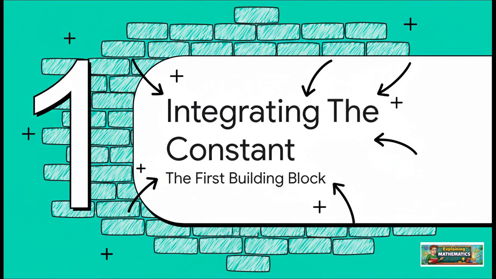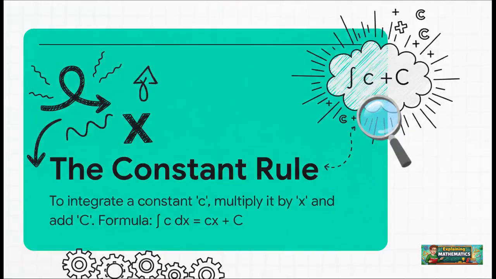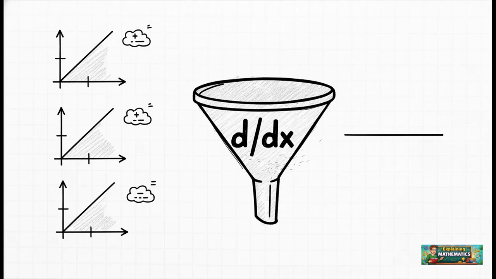This is as basic as it gets in integration, and the good news is it's super intuitive. The rule for integrating a constant, any plain old number, is about as easy as it gets. You just stick an x next to it. But wait, look at that formula. What's that extra plus c doing on the end? That little guy is called the constant of integration, and trust me, it is super important. Let's find out why.